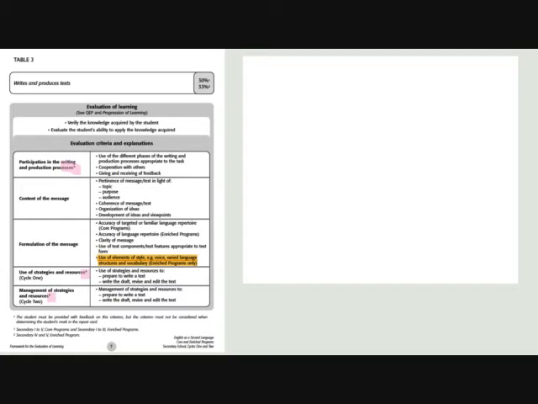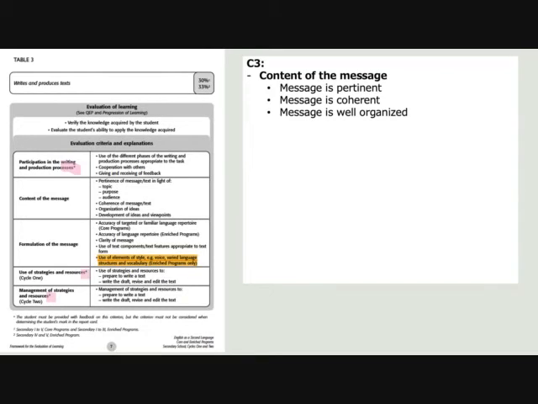Again, use of strategies and resources and management of strategies and resources, give them feedback to help them improve on the things you can give them a grade on, which are content of the message. So when they're writing and producing texts, is their message pertinent? Is it relevant? Is it on topic? Is it coherent? Does it make sense, or is it kind of going off in all different directions? Is it well organized? Are they developing their ideas and viewpoints, or are they just kind of remaining at a superficial level? So the content is all the ideas.